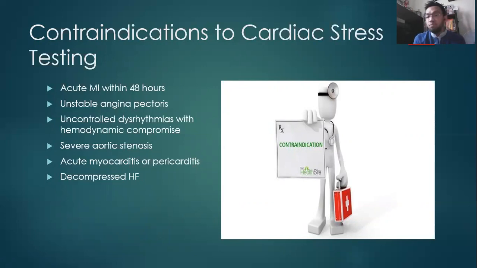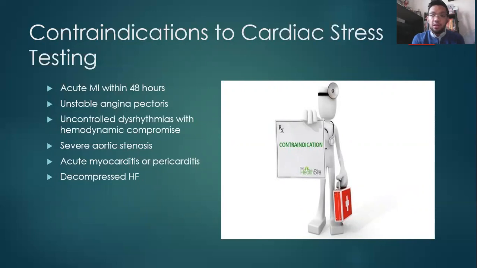We'll talk more about the types of angina pectoris once we go to that topic. This type, unstable, is where the chest pain is unpredictable. The patient doesn't know when it will come. Or if there are any uncontrolled dysrhythmias with hemodynamic compromise.